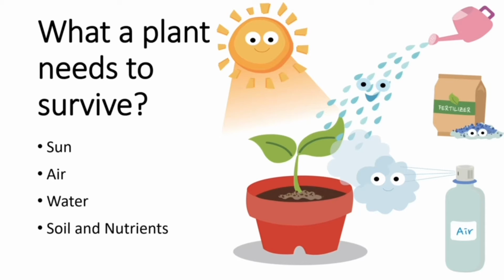I bet if you go into your fridge at home, you can find a fruit or a vegetable with seeds inside. Did you know that by taking these seeds and planting them in a pot, or even in the ground outside, you could potentially grow another plant? Let's talk about how we can do that.